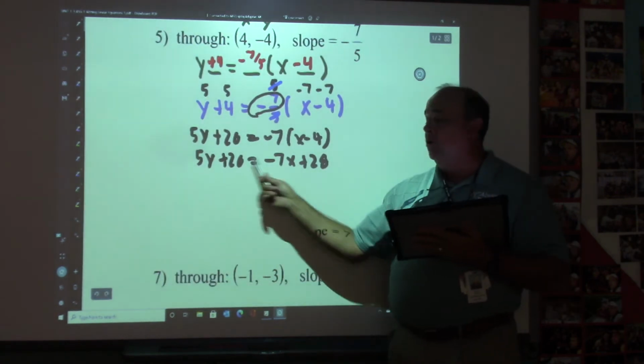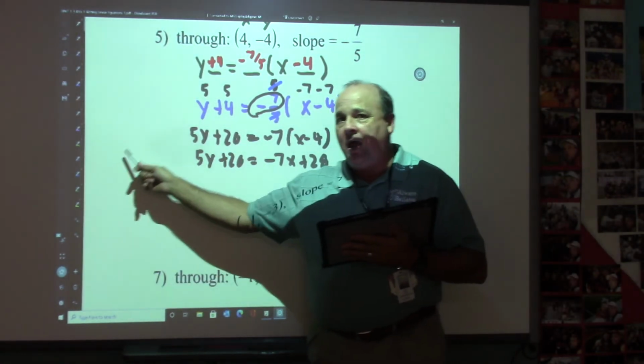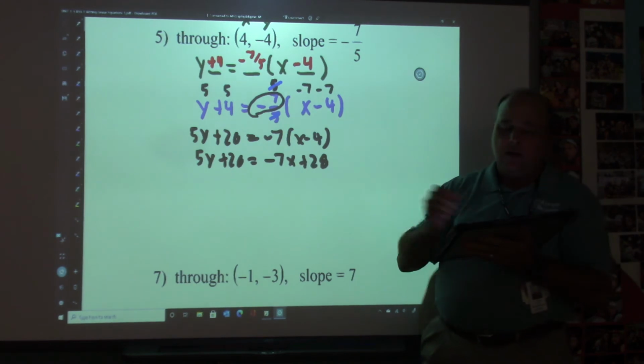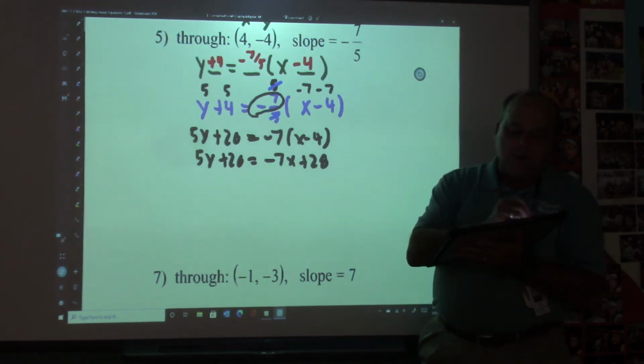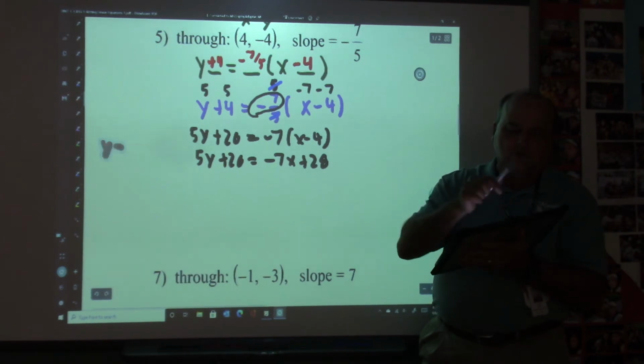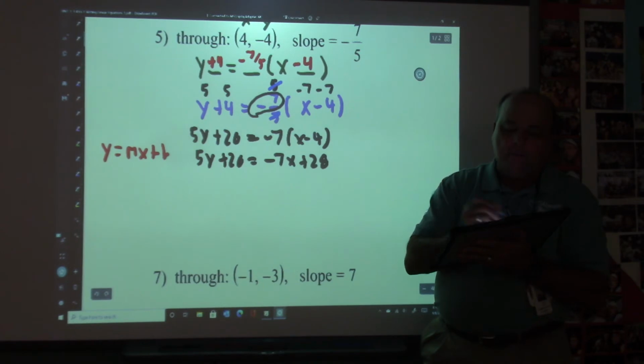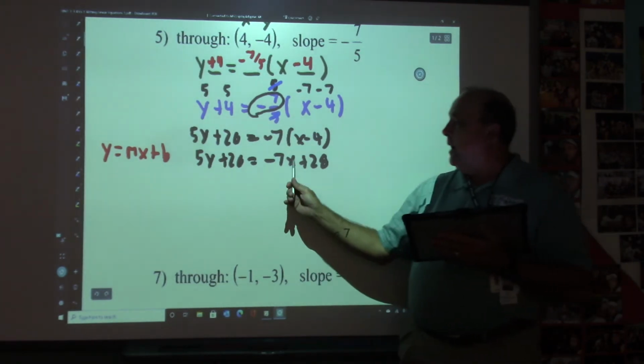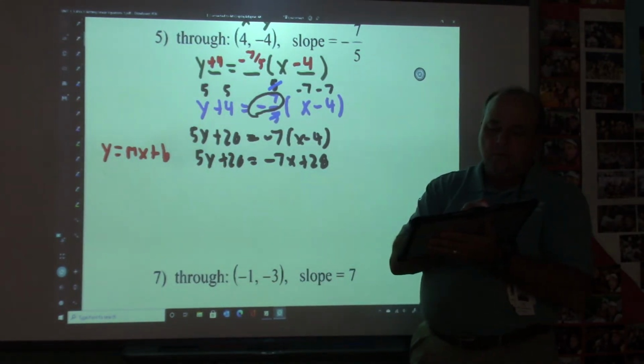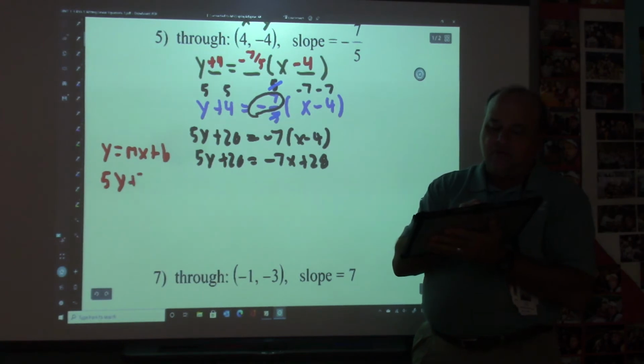Once you get to here, you're going to put your y-intercept on the left and your standard on the right. So let's write down y-intercept. The y-intercept is going to be y equals mx plus b. So I'm going to rewrite this over here. 5y plus 20 equals negative 7x plus 28.